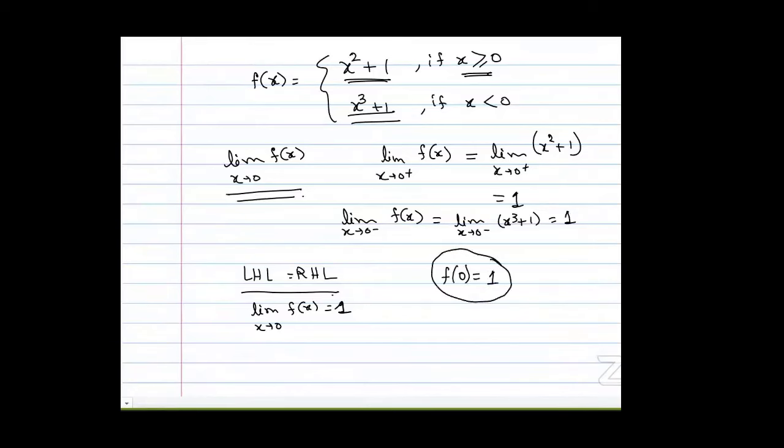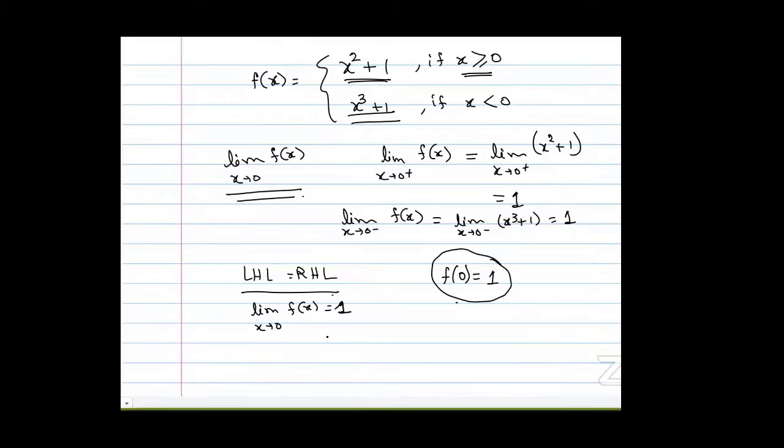Because it's defined in such a way. So is it always necessary that if the limit exists, then the value of that function is the same as that limit? No, sir. Why? It could be discontinuous. For example, at -1 it may not be defined at that point. It may be undefined, not defined at that value in the domain.